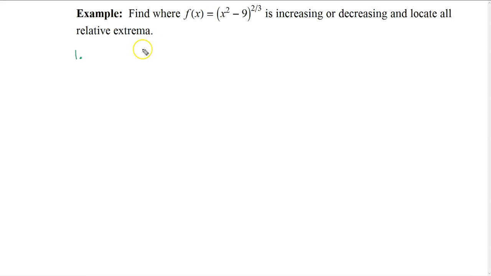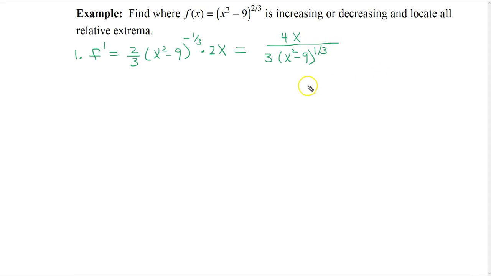First thing we want to do, find our critical numbers. So we want to take the derivative. Derivative of this function is going to be, okay, there's our derivative, and let's clean that up a little bit. Let's write that as, we'll write it like that. Now we have to find where this is 0 or does not exist.